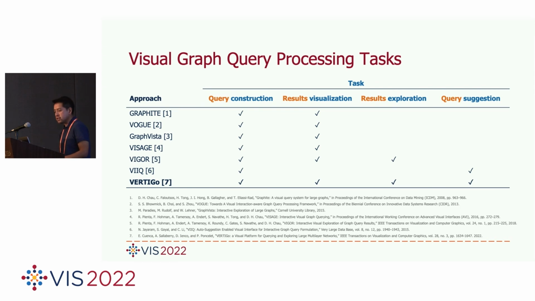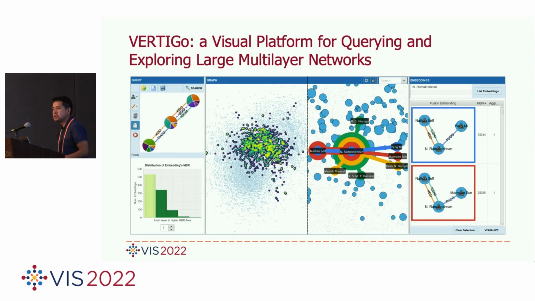This table shows a comparison of different visual graph query systems. We can note that all systems support the first two tasks, query construction and result visualization, but few support the last two, result exploration and query suggestion. It is worth mentioning that our work supports the fourth task and also works with this kind of graph, the multi-layer graphs. I present to you the Vertigo system. It is composed of three main views.